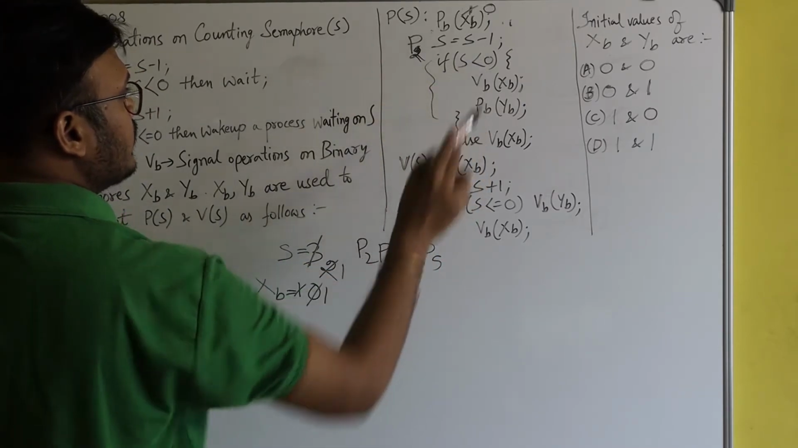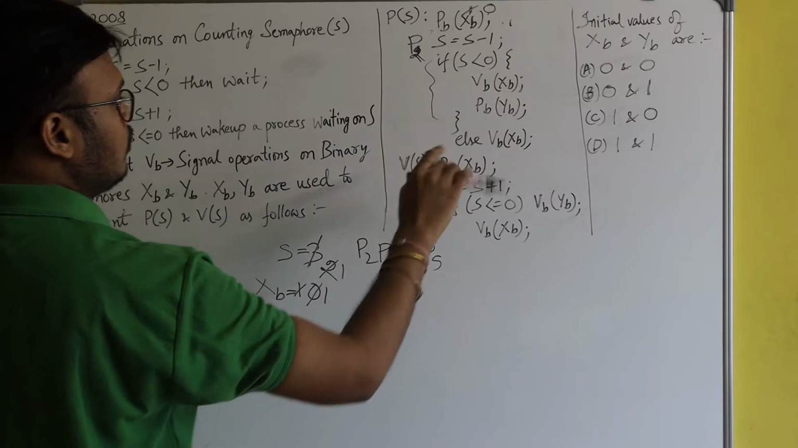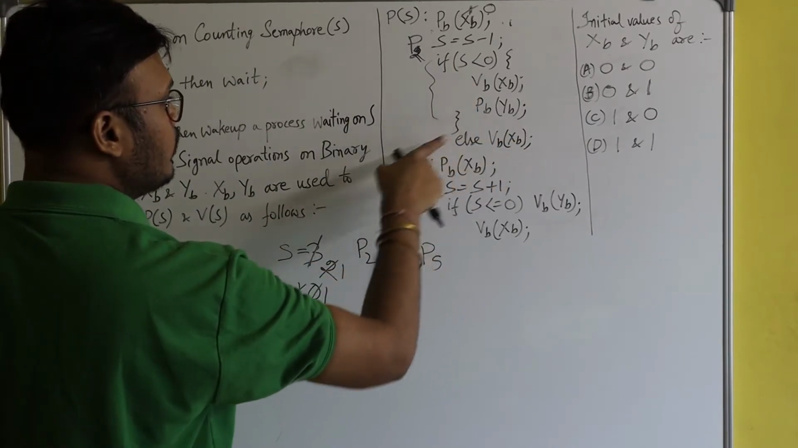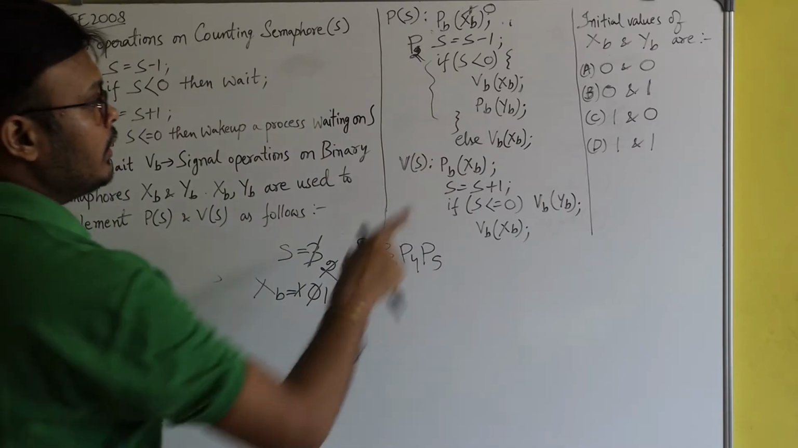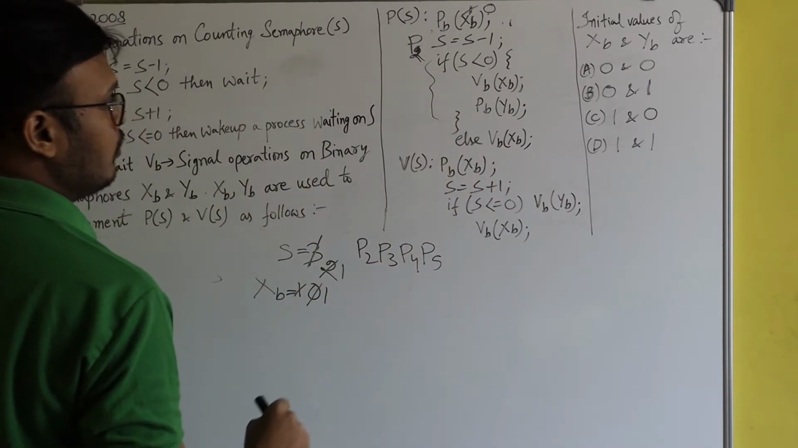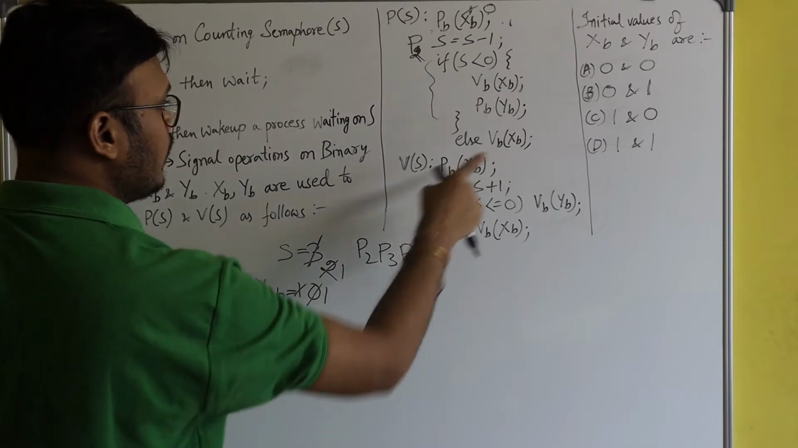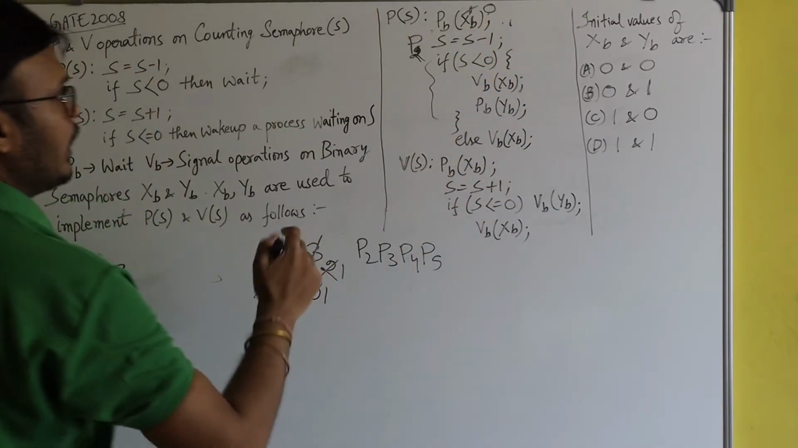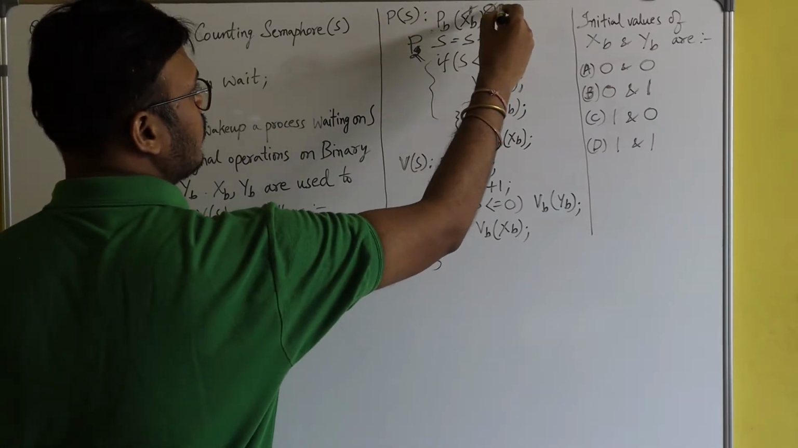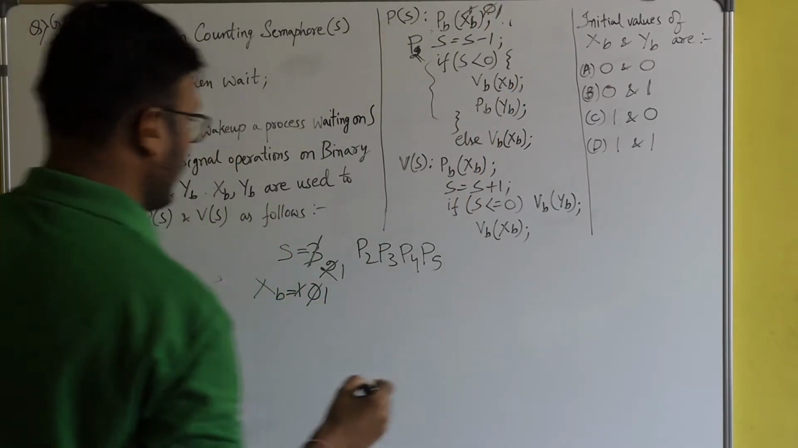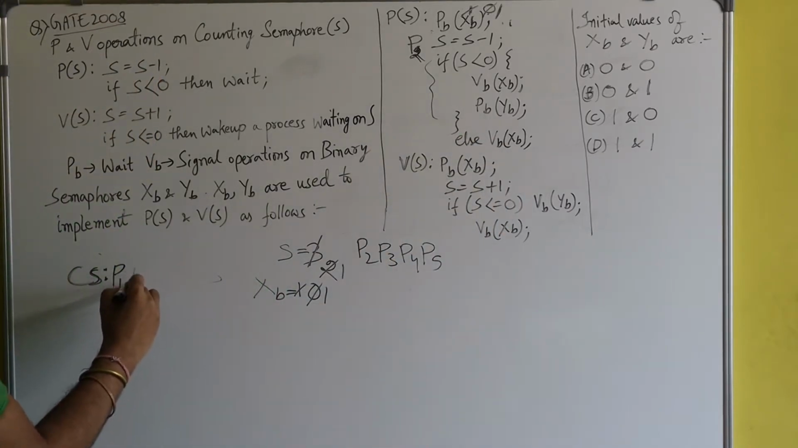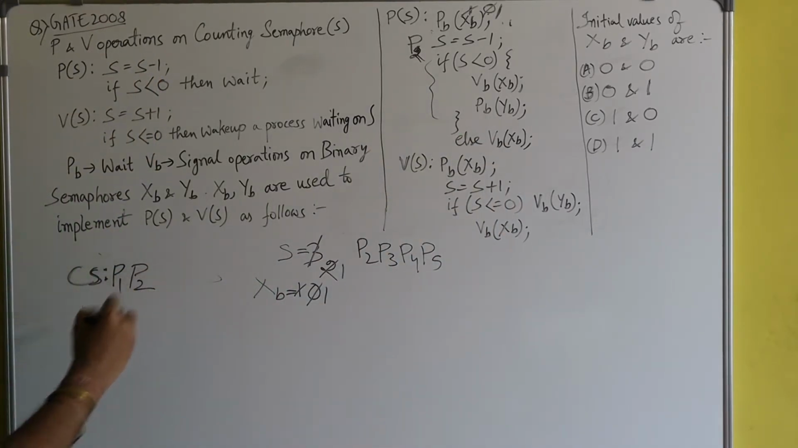If 1 is less than 0, no. Since this condition is false, P2 will execute this line, else VB of XB. Else VB of XB means the signal is given to XB again, so XB has become 1 this time. After executing this line, P2 has also got the entry inside the critical section.